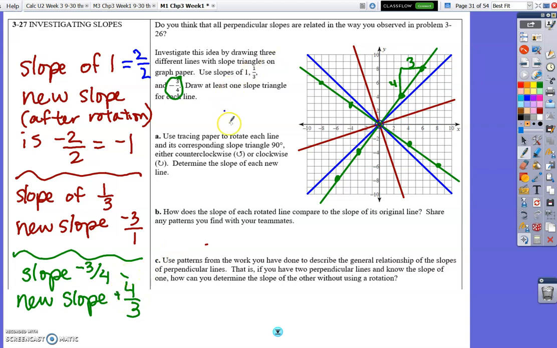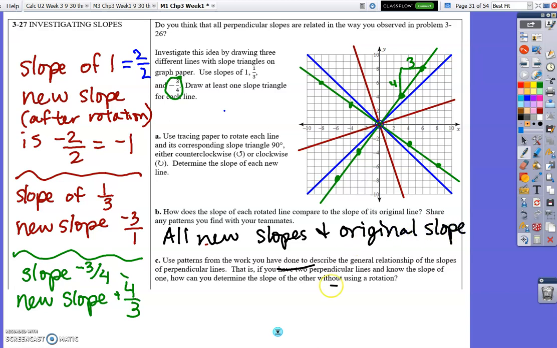So again, we used tracing paper, and we've traced and we've rotated, and we've determined the slopes of the new line. So we did all of that over here on the side. And how does the slope compare with the original? So now that we've done all of them, all new slopes and originals, the slopes are opposite reciprocals, which means they're all perpendicular.